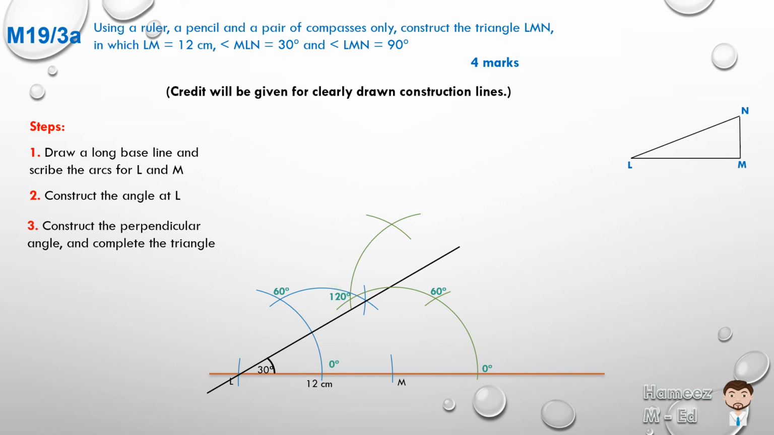So this point of intersection that we've gotten, we can now draw a long vertical line going upwards from below M, passing through that, and the points of intersection. And the points where the vertical line meets the 30-degree angle, that will be N.